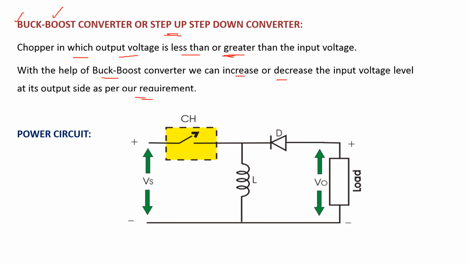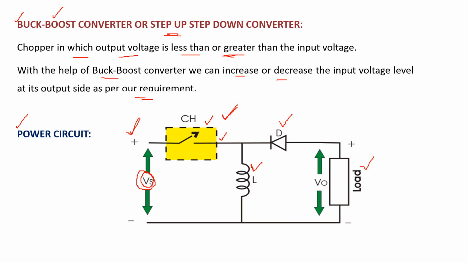Okay, coming to the power circuit. Okay, this is the power circuit of the buck boost chopper. It consists of a chopper, inductor and diode. This diode is connected in anti-parallel direction to this chopper and load. This entire circuit is supplied by the constant voltage source having the magnitude Vs. Okay, this is the power circuit of the buck boost chopper.